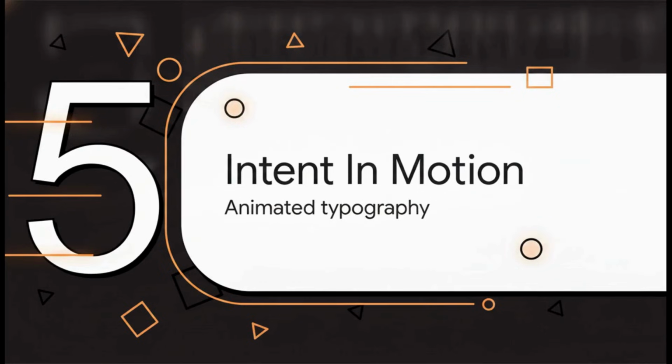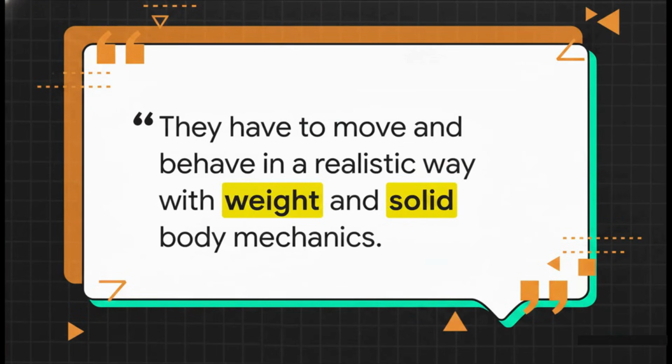Section 5. Intent in motion, looking at animated typography. So how does this all apply when text actually starts moving? Well, let's take a lesson from the hit animated show Arcane. They opted for manual keyframe animation over motion capture because they wanted complete, absolute control over weight, body mechanics, and acting. They totally refused to leave spacing up to an algorithm.